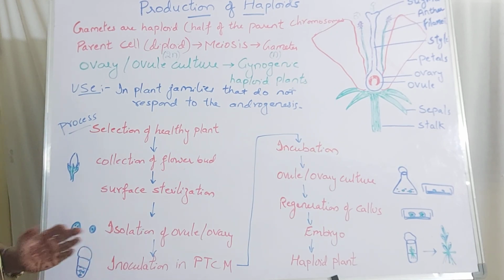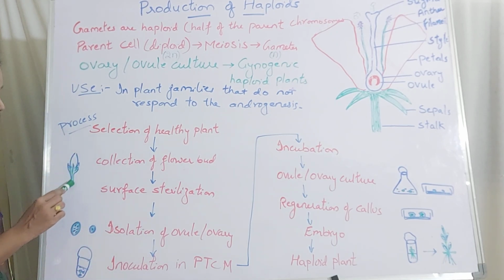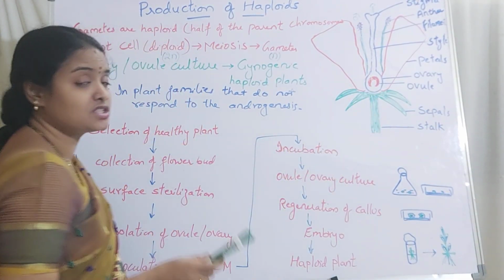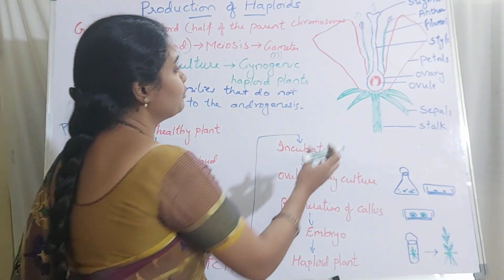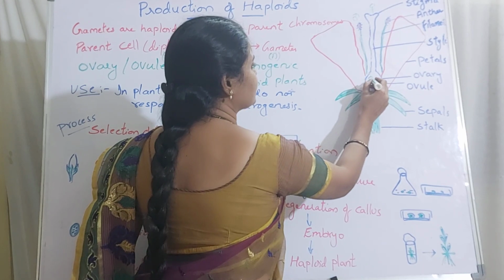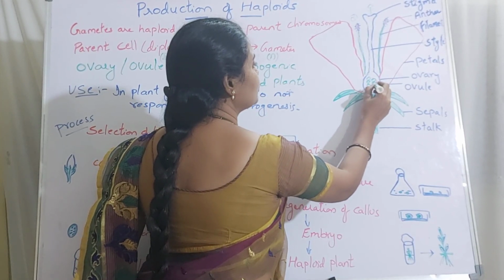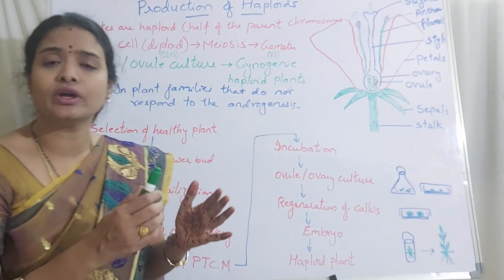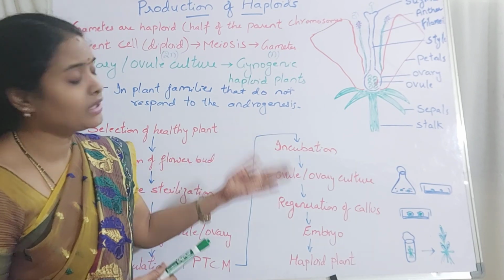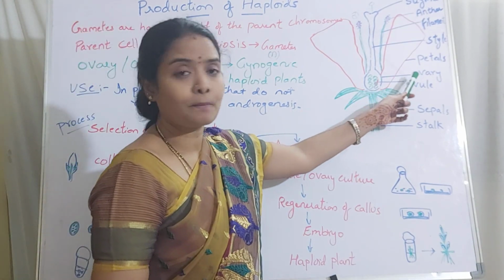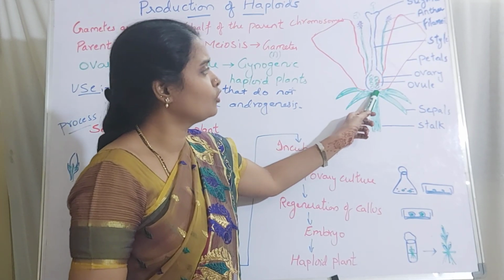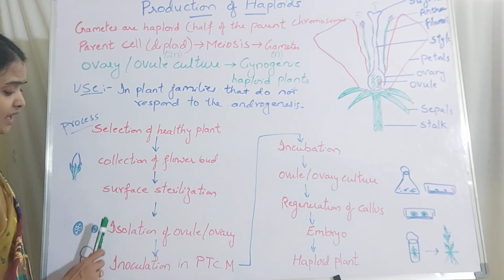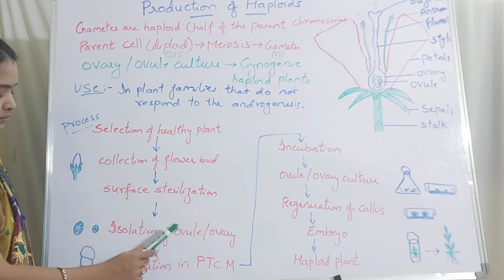In a sterilized condition in laminar airflow, you are going to cut open the flower bud and collect only this portion. Either the ovary, if it consists of single ovule; if it consists of multiple ovules, then you are going to tear open the ovary and collect the ovules. Is that clear? If it is a single ovule, you are going to culture the complete ovary. If many ovules are present in that, then you will tear open the ovary and collect these small ovules. So here, after surface sterilization, isolation of the ovule or the ovary, then inoculation.